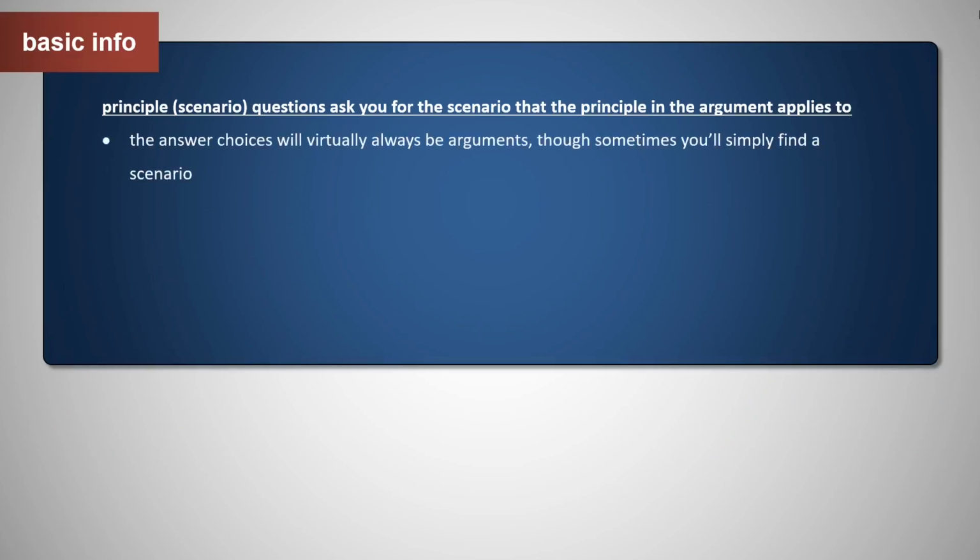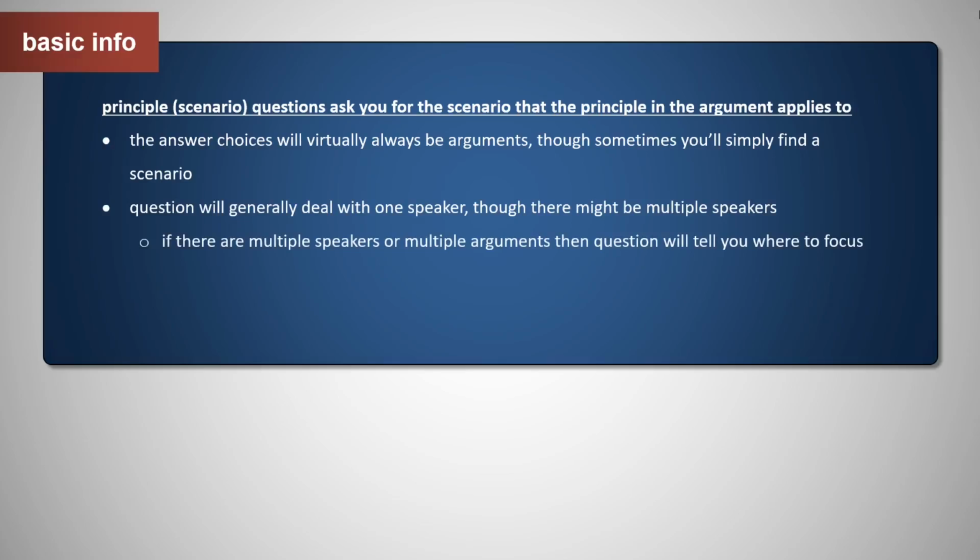The answer choices will, as I mentioned, virtually always be arguments, although sometimes you'll simply find a scenario if it's just an illustration type principle, like we did with the principle illustrate questions. And the question will generally deal with one speaker, though there might be multiple speakers. If there are multiple speakers or multiple arguments, then the question will tell you where to focus. And you can think of the answer choices as additional information which can be taken to be true, because remember, these are relevance question types. Okay, so that's that in terms of the information.